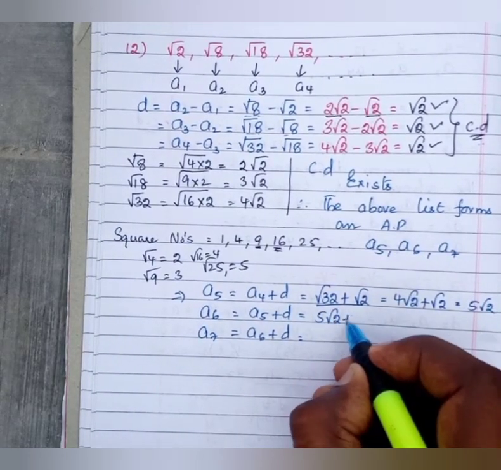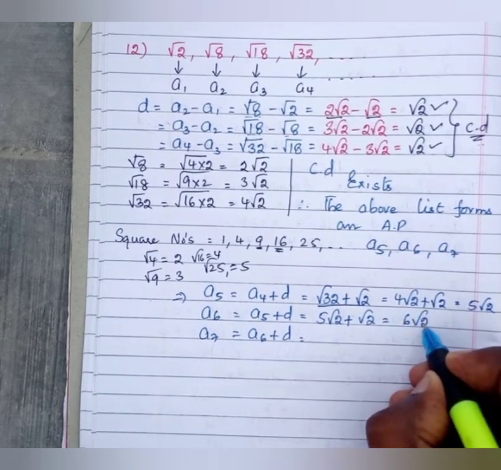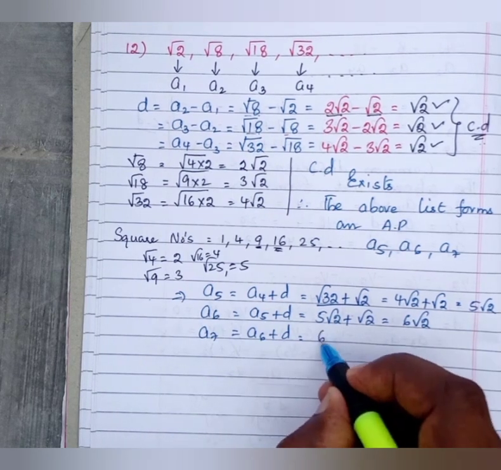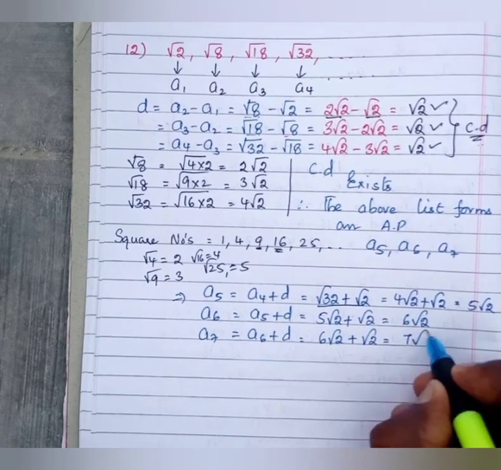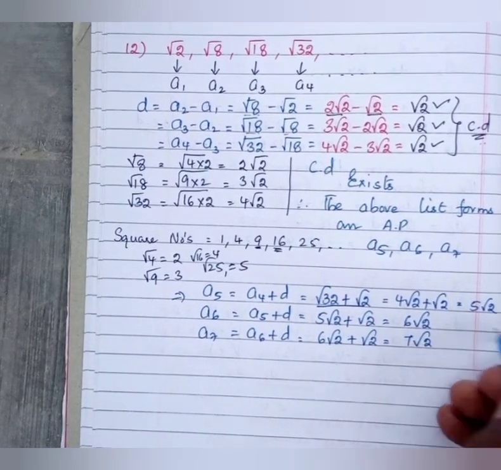In the same way, A6 is 5 root 2 plus root 2, which will give you 6 root 2. What is A7? A6 plus D. What is A6? 6 root 2 plus root 2 equals 7 root 2. Now students, we can still simplify this further.